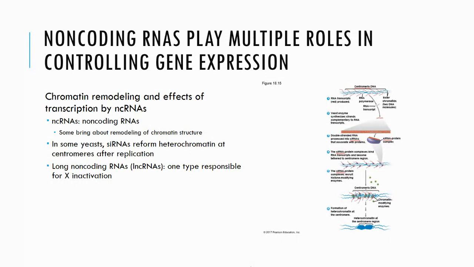Chromatin remodeling and effects on transcription by ncRNAs will also help control gene expression. ncRNAs are non-coding RNAs, and some may bring about remodeling of chromatin structure, which we know makes genes more or less accessible for transcription. And in some yeast, siRNAs reform heterochromatin at centromeres after replication.